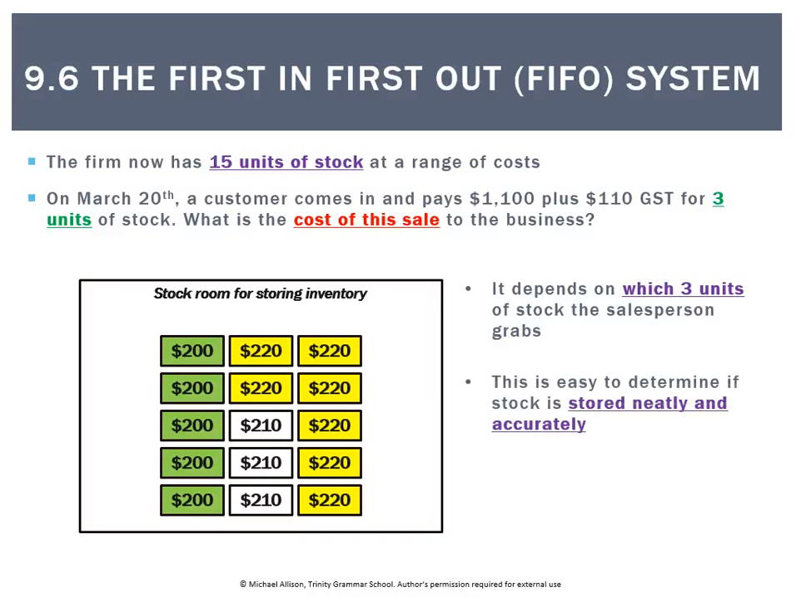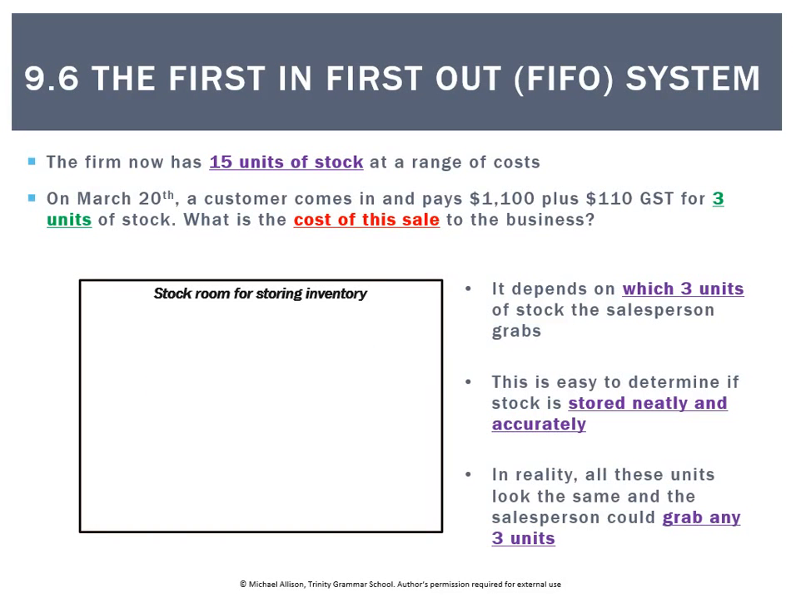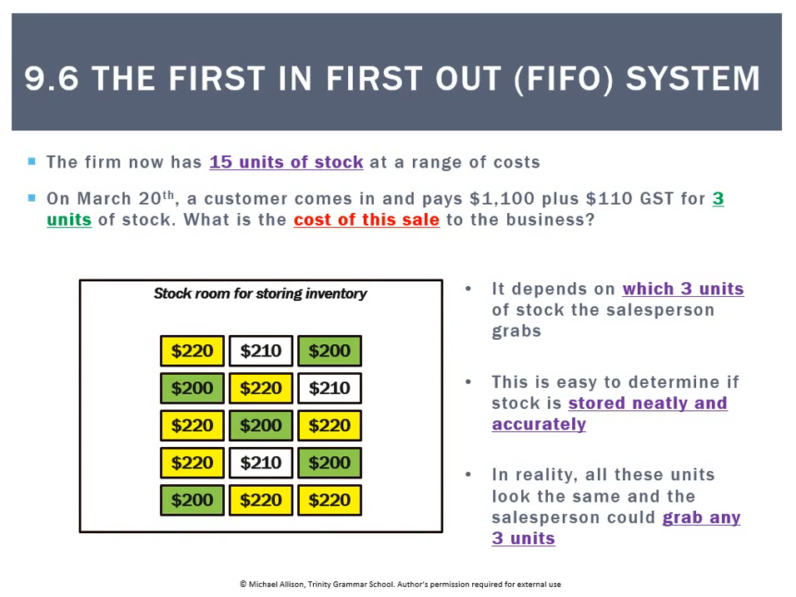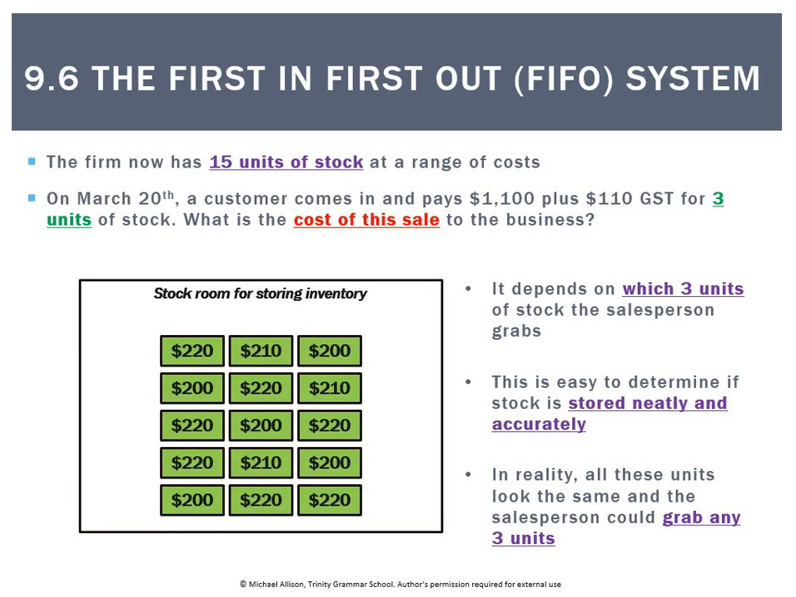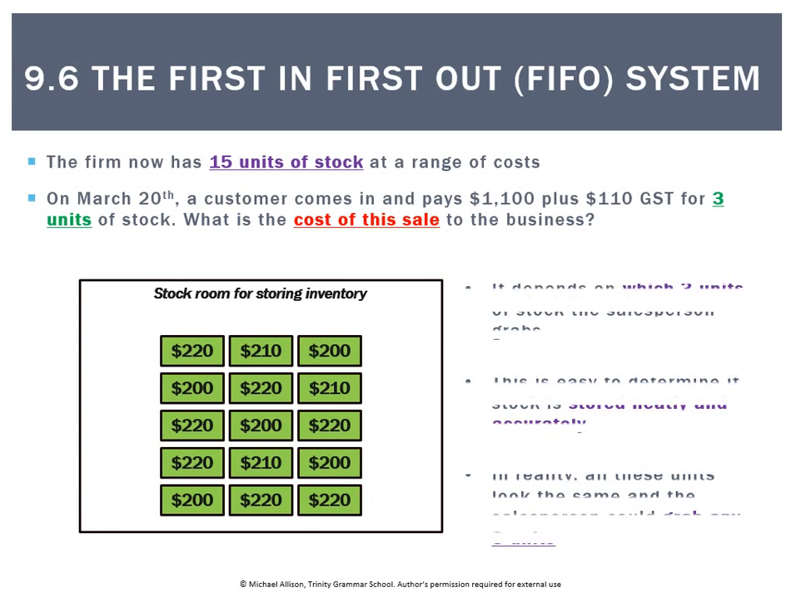If they go out the back and have all the stock stored nice and neatly and accurately, is it actually going to be like that? Probably not. Probably going to be scrambled all over the place. So you can see here we've got some 220s on top, some 210s, some 200s, and there's no system to that. So how do I know which one they grab? Another thing that makes it more difficult is that they're probably not different colors. They're probably all going to be the same color. That makes it even more difficult. So how do I know which unit was grabbed?